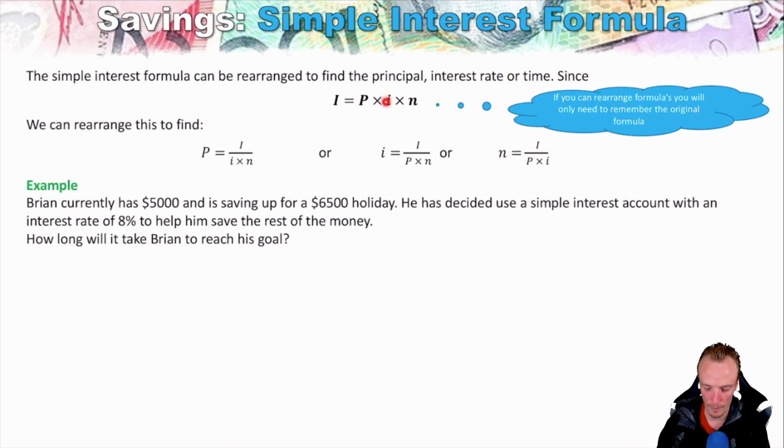So remember, when we're rearranging, you're essentially doing the opposite to move them to the other side. So if I wanted to be able to find the principal, I'd need to be able to move the interest rate and time to the other side. So I'd need to divide by I and N on this side, which is what you can see just here. So that's how these have come about. So let's have a look at an example of this.